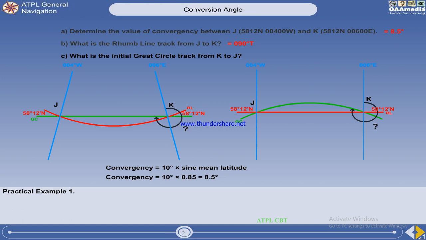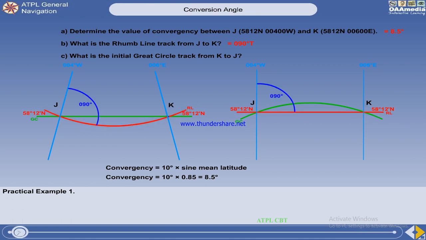Now the third part. What is the initial great circle track from K to J? Think about how you will approach this problem, remembering that this lesson is on conversion angle. What will be your method? You should have appreciated that we know what the run line track from K to J is, so all we have to do is to apply conversion angle to it. What is the run line track from K to J?